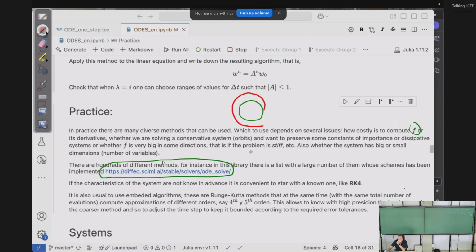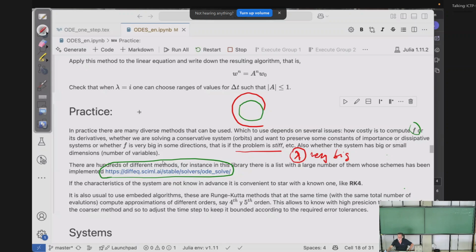There are problems which are stiff. That is, the lambda is very big. And here the lambda means the eigenvalues of the system when you linearize it at some point. And so there are many reasons to prefer one method or another.